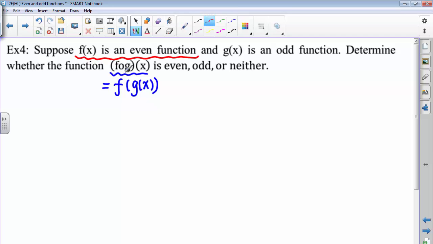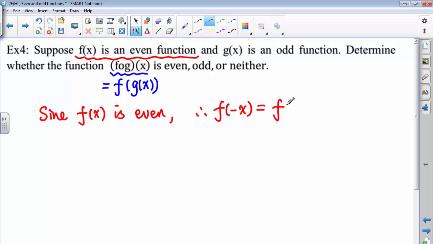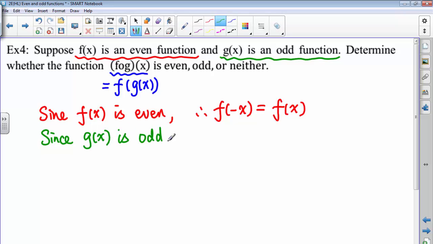Anyway, f of x is an even function. So we say, since f of x is even, therefore f of negative x is f of x. And the g function is odd, since g of x is odd. Therefore, g of negative x is negative g of x.